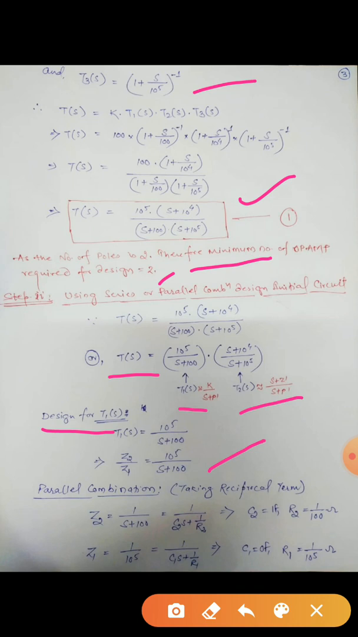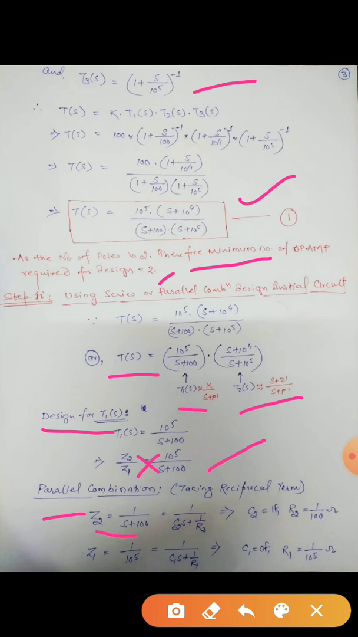Now either we can use a series combination or a parallel combination for the design. Only one combination we can use. I am using a parallel combination for the design. In case of a parallel combination, I already told you there is no need to divide by S, you only need to take the reciprocal term. So by that, Z2 is equal to 1 divided by S plus 100, and Z1 will be equal to 1 divided by 10 to the power 5.